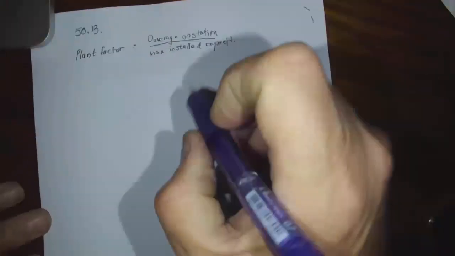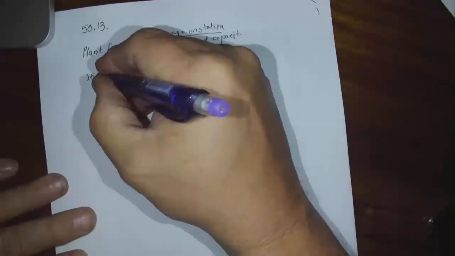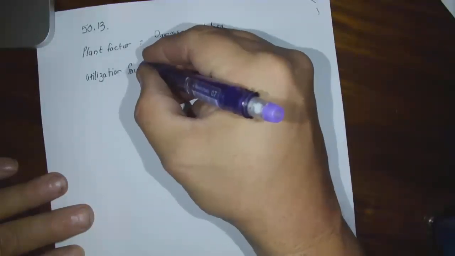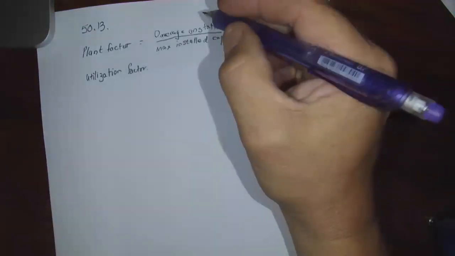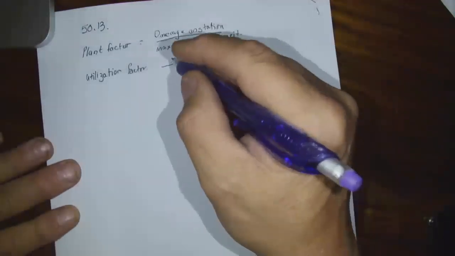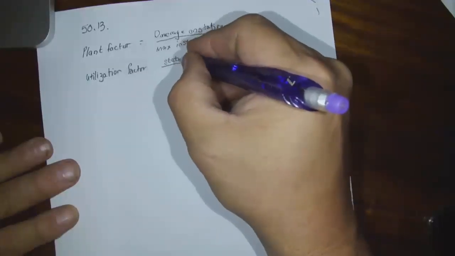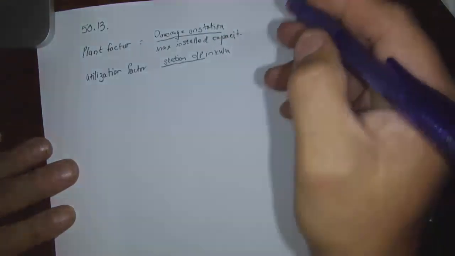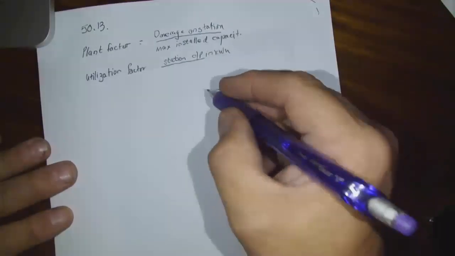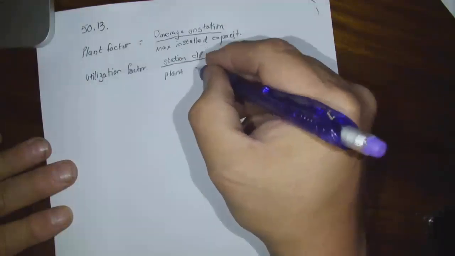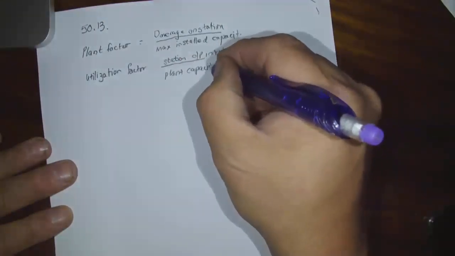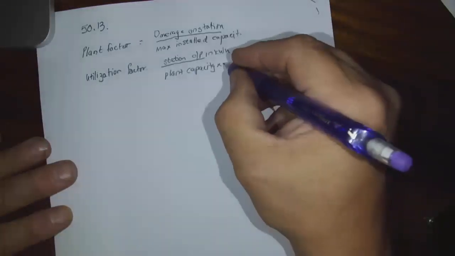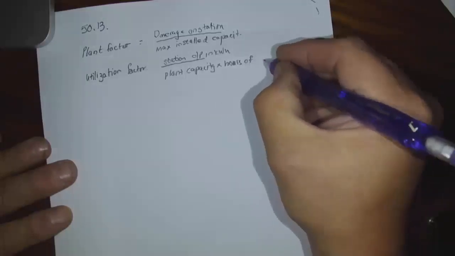All right, then we have the utilization factor, which is the station output in kilowatt hours divided by plant capacity times the number of hours per year. Or hours used.